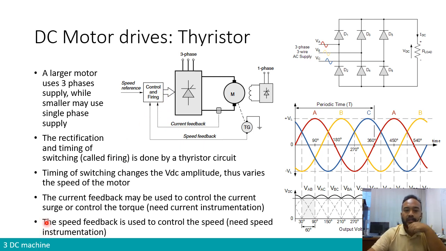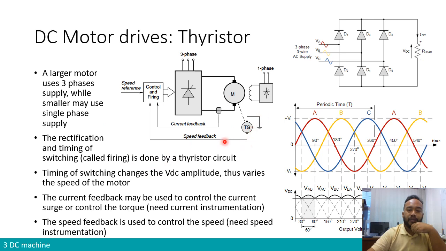Okay, so if you look here, the current feedback may be used to control the current surge or control the torque. So for example, when we start, there might be a current surge. Therefore, in this current feedback, we can basically program our microcontroller to not fire the thyristor earlier, so that there will be no current surge, for example.